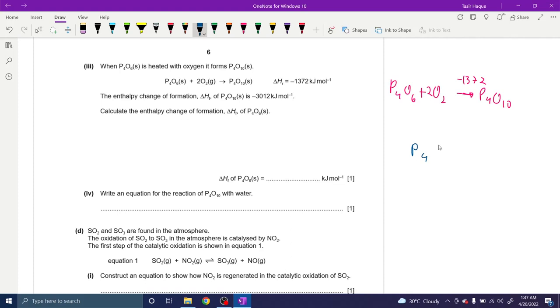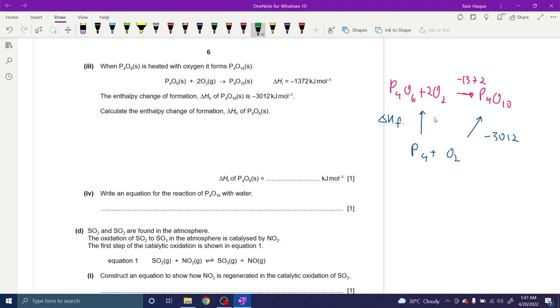Phosphorus exists as P4, by the way. You need oxygen, right? So the arrows should always be upwards in a Hess cycle with enthalpy of formation. So we are forming 1 mole of P4O10 and 1 mole of P4O6. We don't actually know the enthalpy of formation of P4O6. This is unknown, so we can label it as HF, just HF, right? And this is known, this is minus 3012.